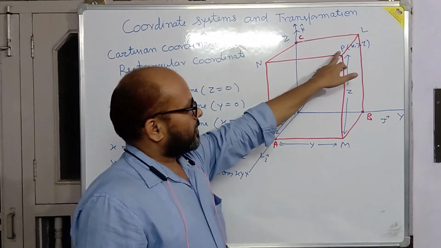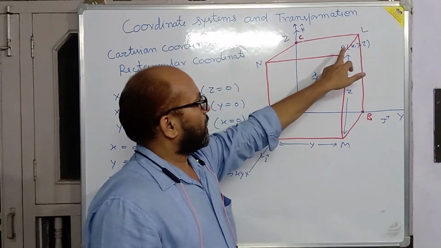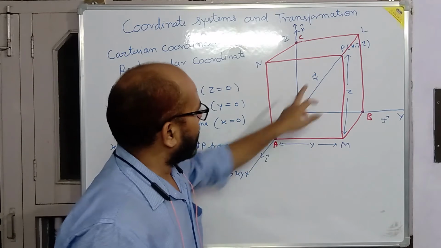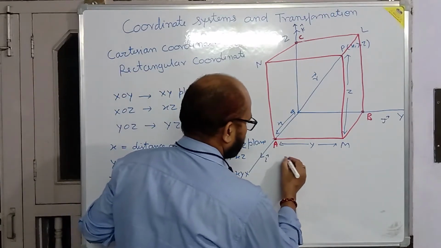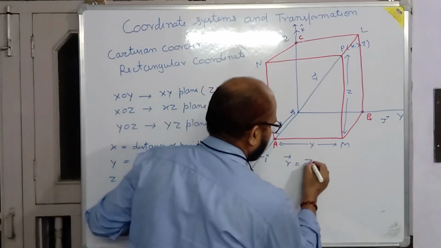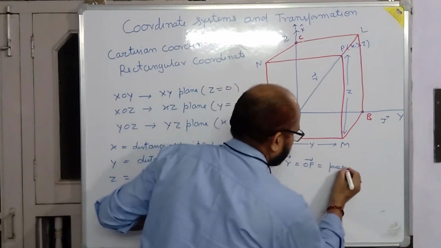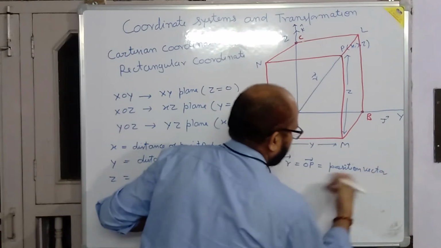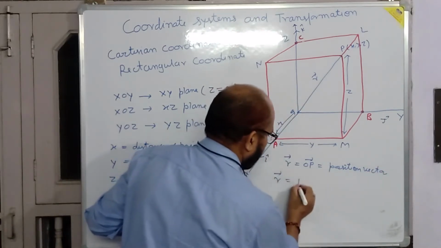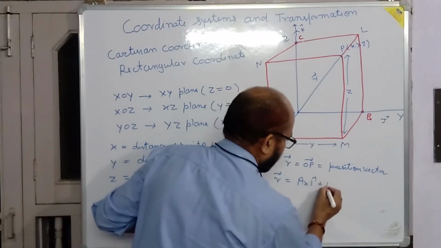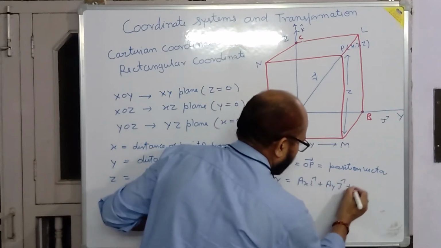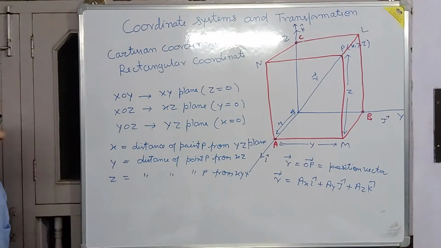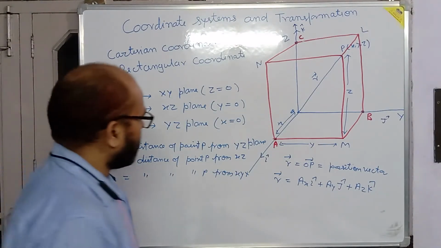So P is a specific point. That point P is situated at a position R from the origin. So here R is the position vector. You can write कि R equal to x i cap plus y j cap plus z k cap. Here i cap, j cap and k cap are the unit vectors, right?